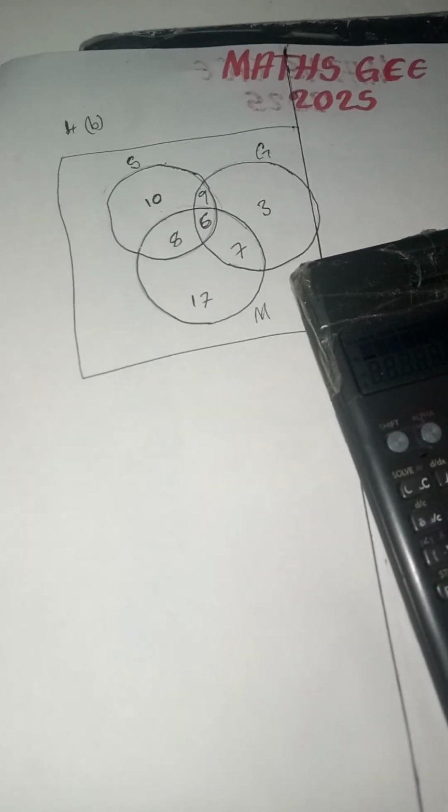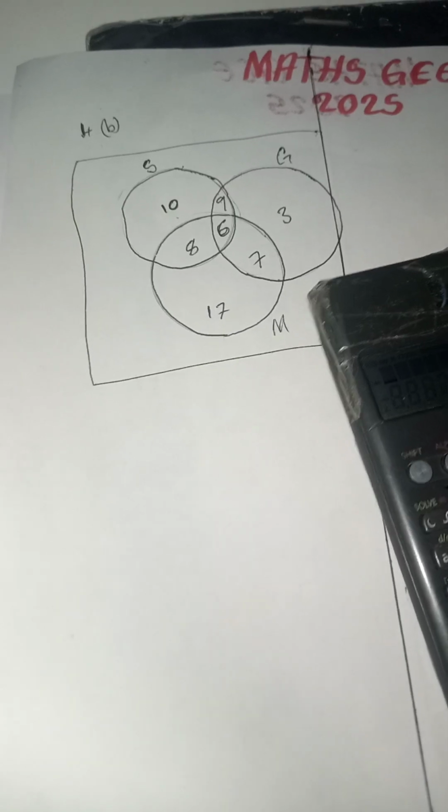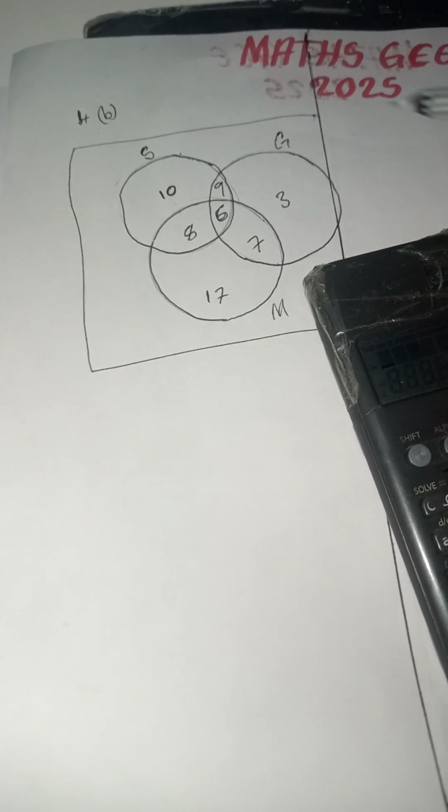How many farmers were in this community altogether? In finding out the number of farmers in this community, we are supposed to add the sum of all these farmers in the Venn diagram. So in this case, we are going to add 3 plus 7 plus 6 plus 9 plus 10 plus 8 plus 17. It's going to give us what? 17 plus 8 plus 6 plus 7 plus 9 plus 3 plus 10 is going to give us 60.